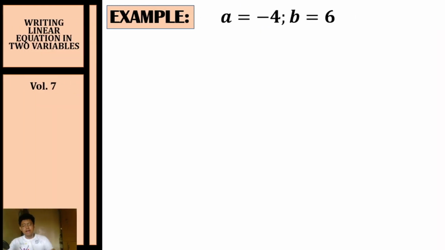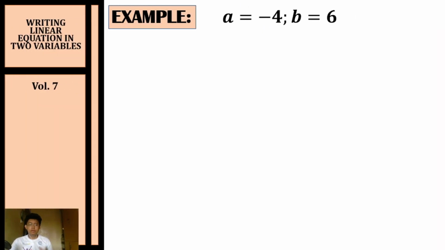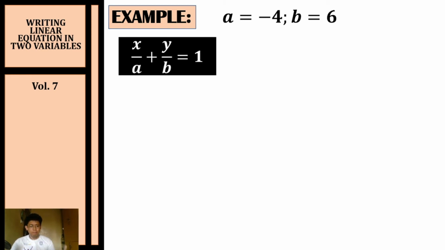Alright, let's have another example. So for example, we're going to write the equation of the line that will pass through our x-intercept, negative 4, and our y-intercept, which is 6. Now, since we're given the intercepts, we're going to use the intercept form. X over a plus y over b is equal to 1. So let's substitute the values of a and b. So we will have x over negative 4 plus y over 6 is equal to 1.